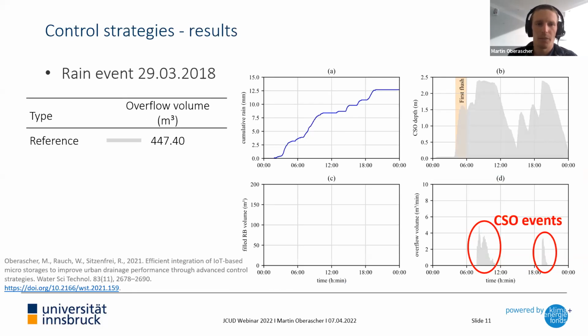I want to show the impacts of each control strategy by using a real rain event, which is frequently interrupted by rain breaks. And during the investigated period, the CSO structure here on the right side is not completely emptied. If the filling depth is above 2.3 meters, there's an overflow. And we have one CSO event in the morning, a bigger one, and a smaller one in the afternoon.